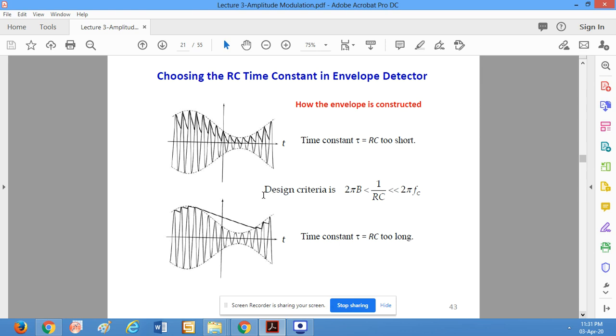So using the various diagrams and figures, the critical value that should be used for the RC time constant is that 2 pi B should be less than 1 by RC, which should be less than 2 pi fc. This B is the bandwidth of the modulating signal, or the message signal that we transmit. So using this design criterion, we should keep the values like this. Otherwise, we will not be able to follow the envelope of the modulating signal, and by this, we will not be able to reconstruct the signal at the receiving end. Thank you very much.